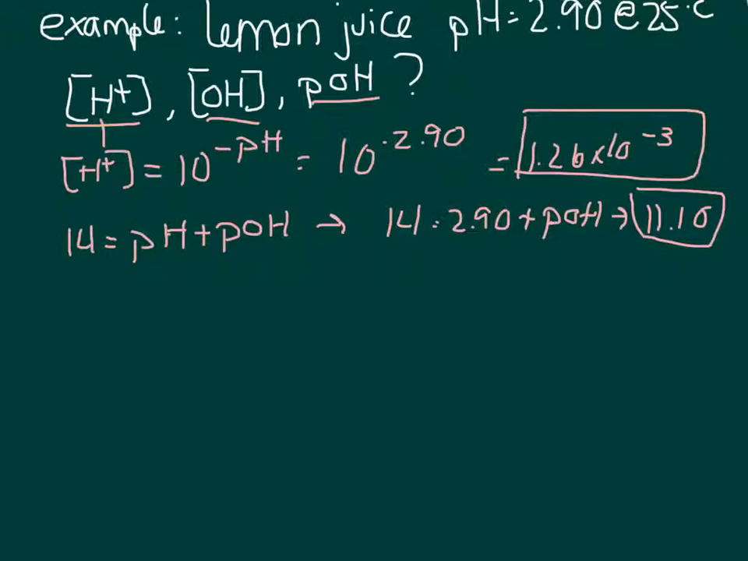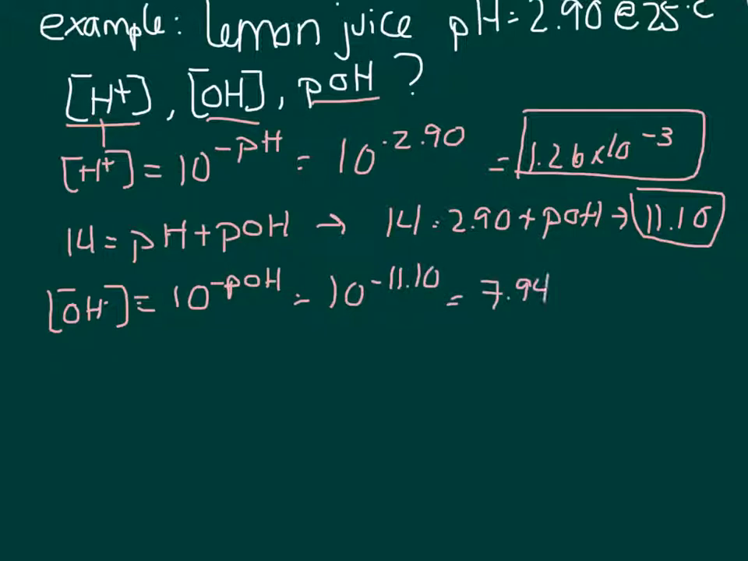Lastly, we have our concentration of hydroxides. We can do this one of two ways. Since we are looking for the concentration of our hydroxide ions, and we have just calculated the pOH, we can take 10 to the negative pOH, substitute the number in, calculate, and you get 7.94 times 10 to the negative 12 moles per decimeter cubed.